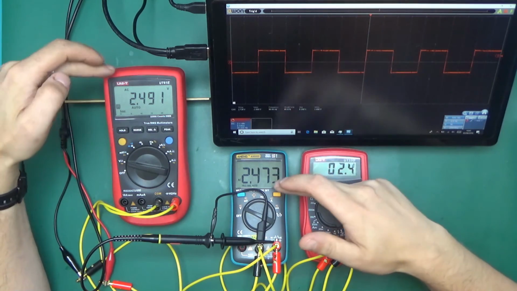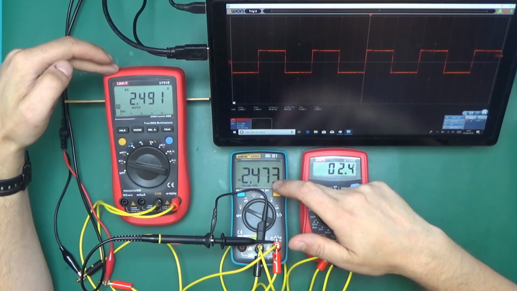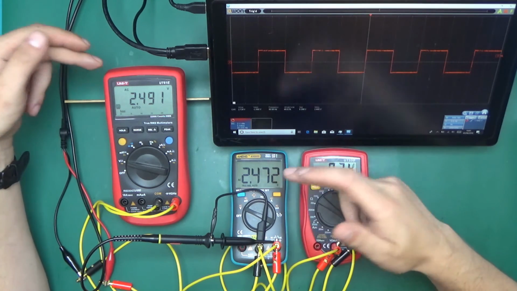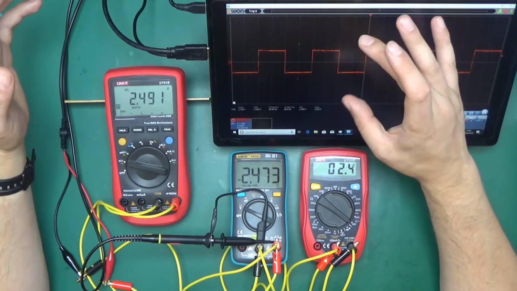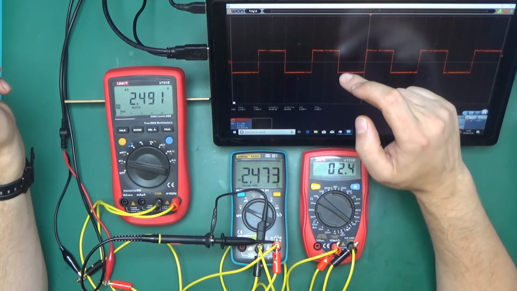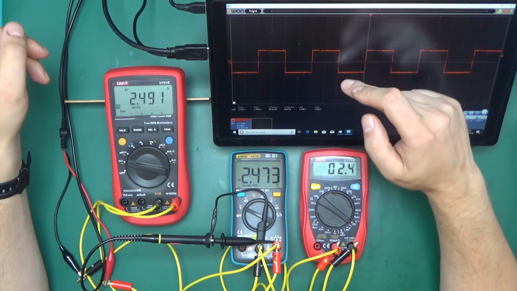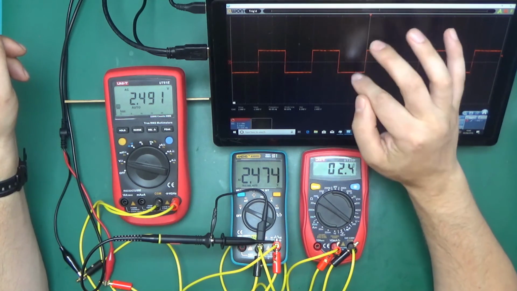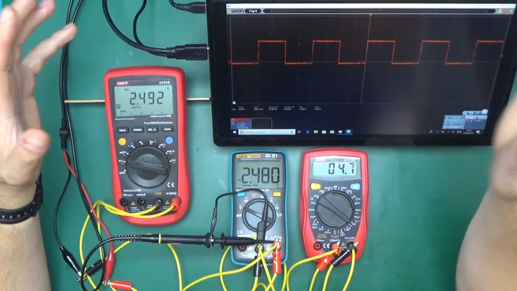So the question is, can we measure the RMS value of a positive square wave with a true RMS multimeter? From what I see, we can't. If you think about it, adding a DC offset to a square wave like this makes no difference whatsoever on its RMS value as long as the DC offset is within the value of the amplitude of the signal. So let's see what happens with the multimeters.